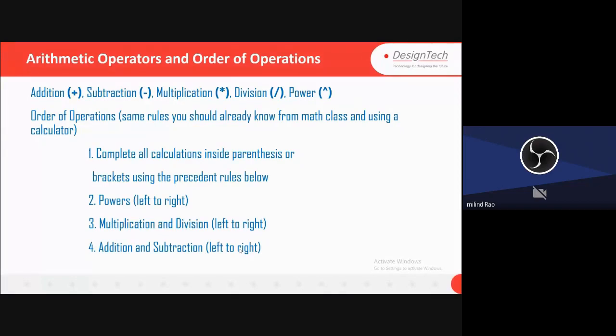Earlier we just gave some parentheses, and inside that we covered some variables, some values we assigned. So complete all the calculations inside parentheses or the brackets using the precedence rules below. Power goes left to right, multiplication and division also go left to right, addition and subtraction also go left to right.